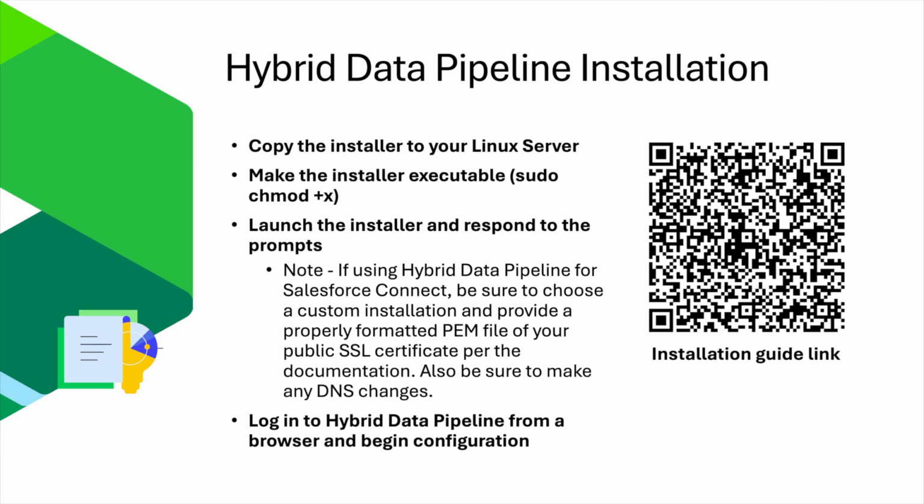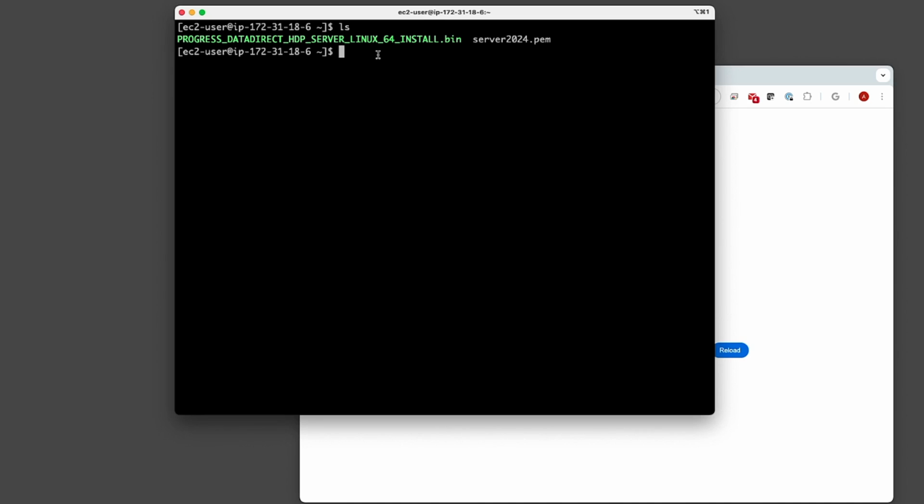First, we're going to copy the installer to your Linux server. We'll make the installer executable. We'll launch the installer and log in from a browser to begin configuration. One note is if you are using Hybrid Data Pipeline for Salesforce Connect, be sure to choose a custom installation and provide a properly formatted PEM file based on our documentation so that you can access it from the Salesforce Connect feature.